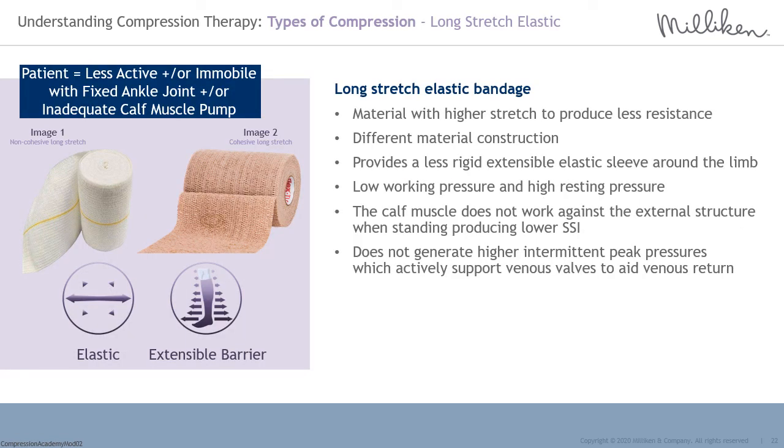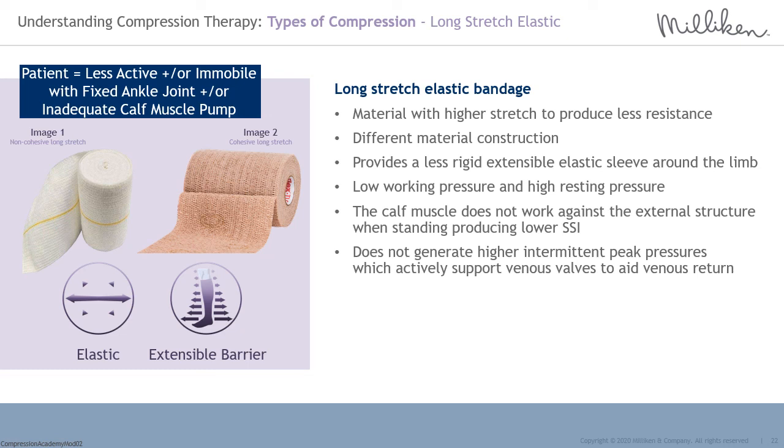Long stretch elastic compression bandage materials contain elastic fibres and therefore have greater extensibility or stretch, resulting in less resistance. Constructed from different materials containing different types of elastic fibres. Image 1 is an example of a non-cohesive compression bandage which contains elastic fibres, and image 2 is an example of a cohesive elastic compression bandage which contains elastic fibres. The applied bandage forms a less rigid or more extensible sleeve around the limb.